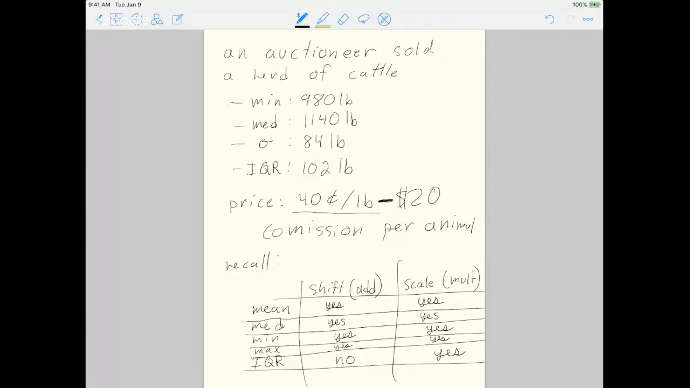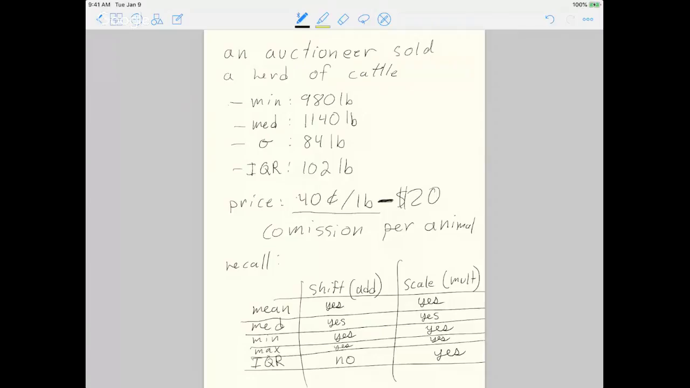So let's just think about this. This is a scaling. We're multiplying by $0.4, or 40 cents. And it's a shift because we have to subtract $20 off to get what we get paid for each cow. I've added a few parts to this problem, so maybe we can hit a lot of different things that we've been trying to do examples for lately.